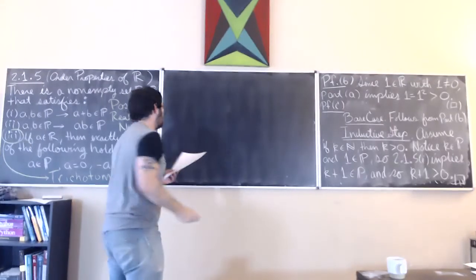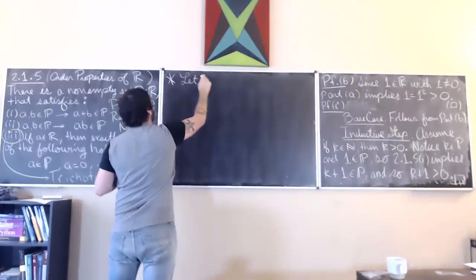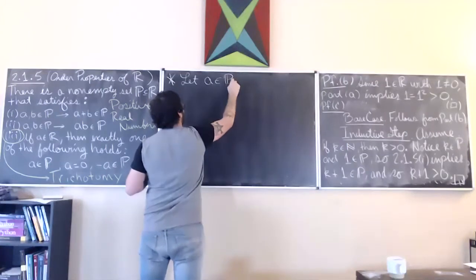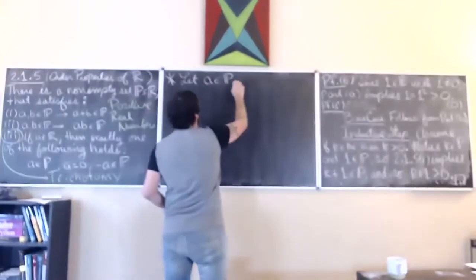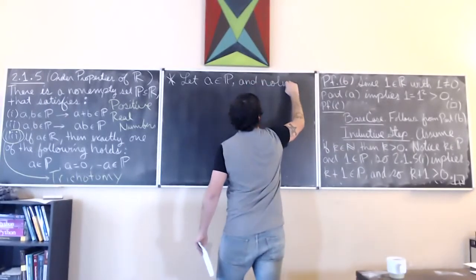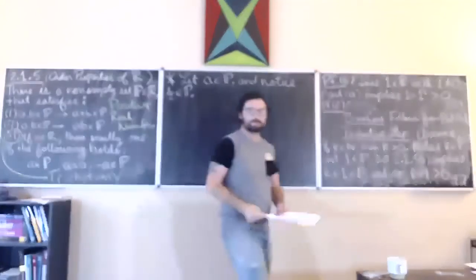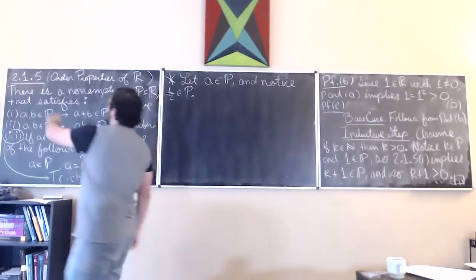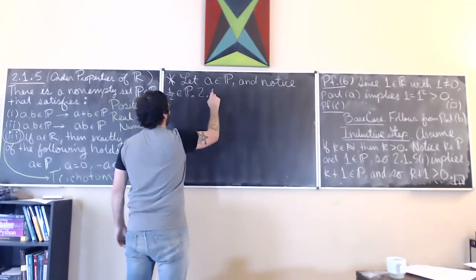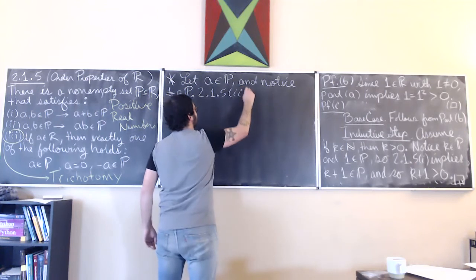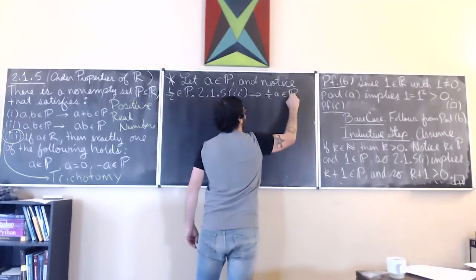Okay, so this is an important observation. Let A be a positive real number. And notice one half is a positive real number. By 2.1.5 part 2, the product of these two is also a positive number. So 2.1.5 part 2 implies that one half of A is a positive real number.